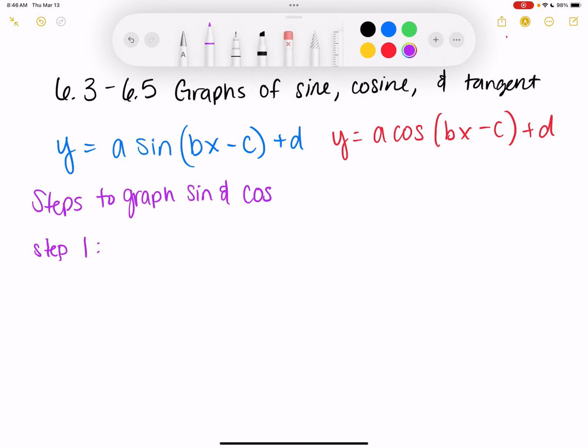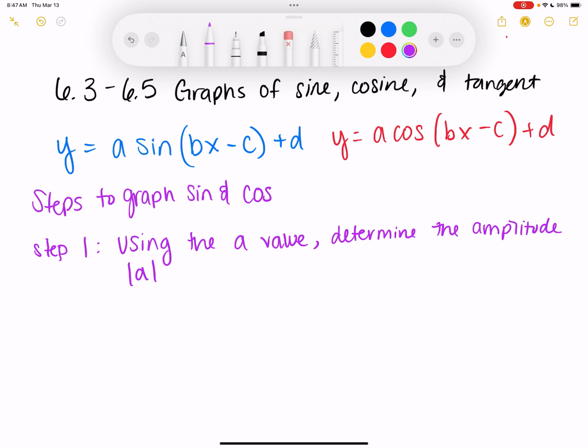Step 1, using the a value, determine the amplitude, which is the absolute value of a. So that's the number in front. Now the reason they do absolute value is sometimes a might be negative, but our amplitude is always a positive value. That's how far away from the origin basically are we going to oscillate back and forth between. And if it's negative, that's going to mean something totally different in step 6.